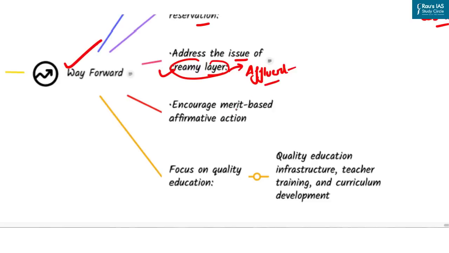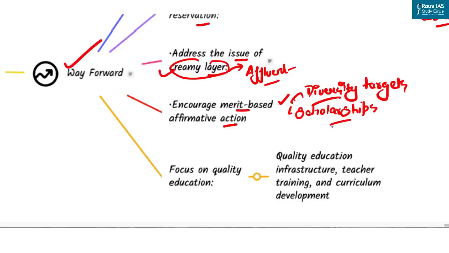Next is to encourage merit-based affirmative action. Now, reservation policies could be supplemented by other measures that promote merit-based affirmative action. For example, institutions could adopt diversity targets, scholarships, and mentorship programs to support underprivileged students.